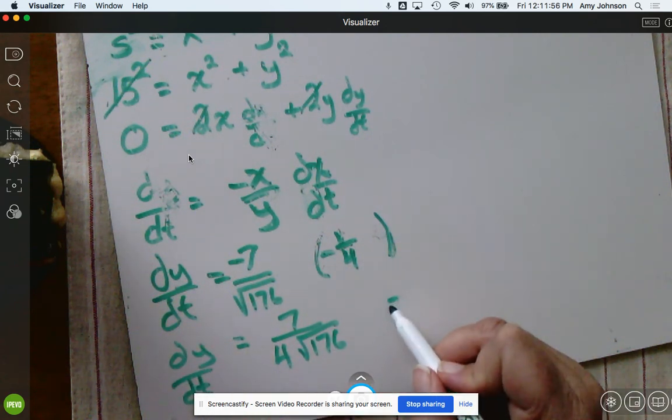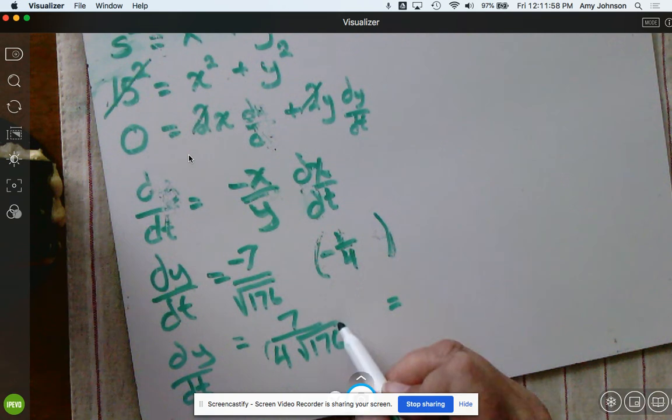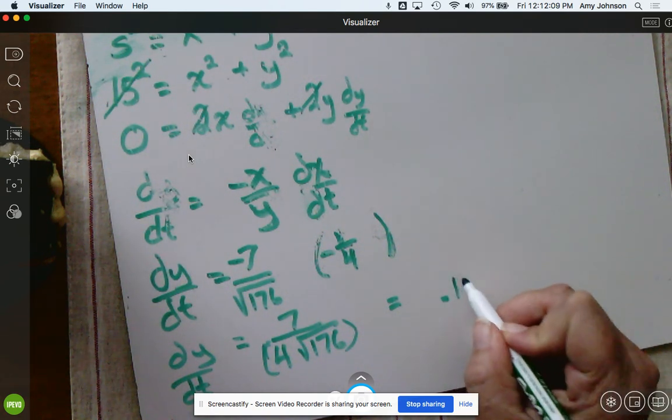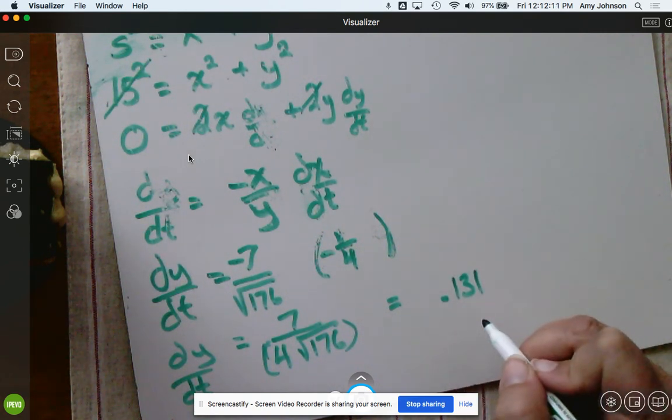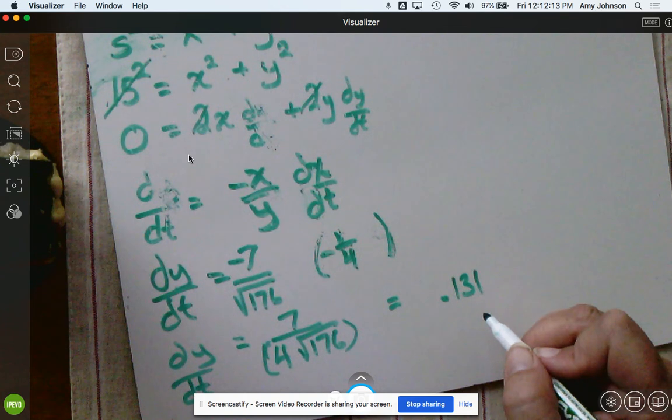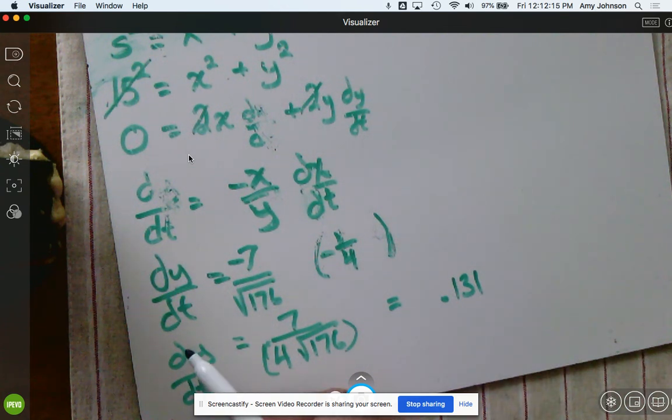And then you can put that in your calculator. Don't forget to use parentheses in the numerator when you put it in your calculator. And remember, for AP Calc, we want 3 decimals, and we get 0.131. We're going to go back and do units in a second. So what was I looking for? I was looking for the rate that the ladder is moving on the y-axis.